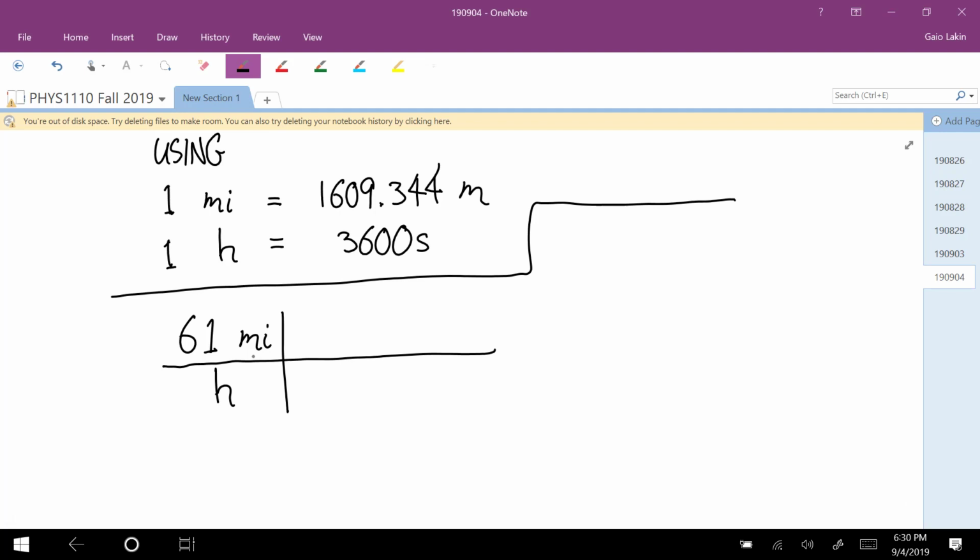I know I'm going to use either 1 mile over 1609 meters or 1609 meters over 1 mile. And the way we know which one of those is that the miles here are in the numerator, so the fraction needs to have miles in the denominator to cancel. So do I want 1 mile over 1609 meters or 1609 meters over 1 mile?